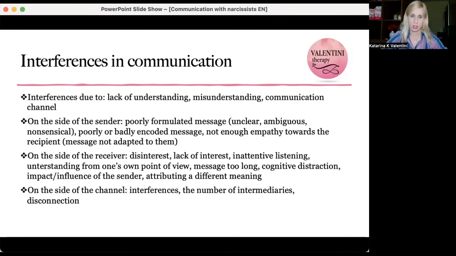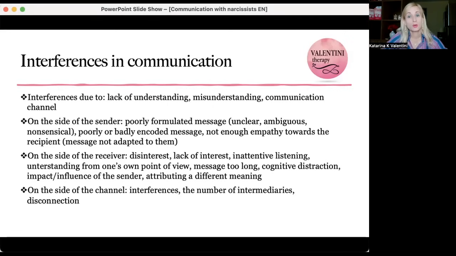Interferences in communication. Interferences can arise due to the lack of understanding. If I'm speaking French and my partner is speaking Chinese, then we are simply not understanding each other. We do not understand what the other is saying. So language can be a problem.